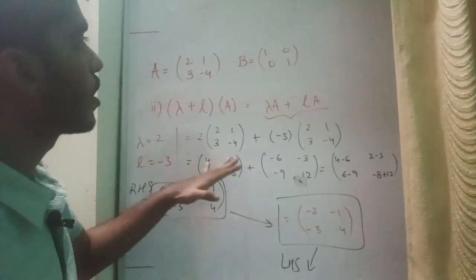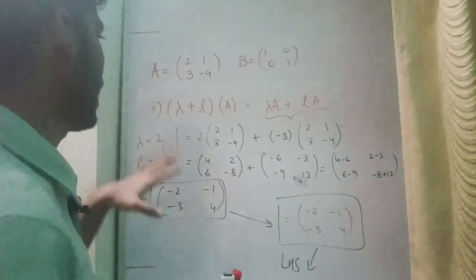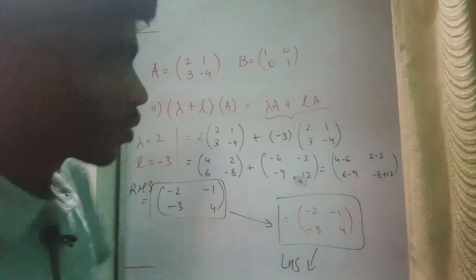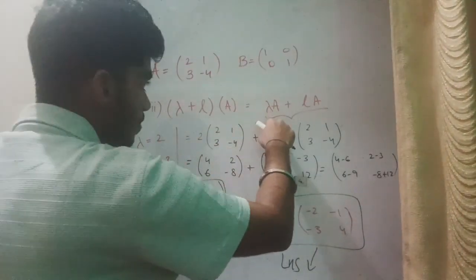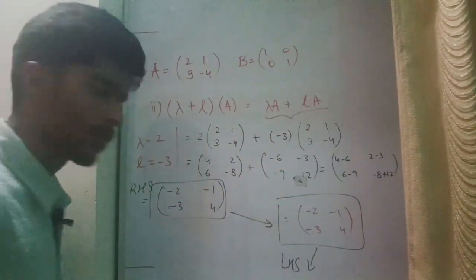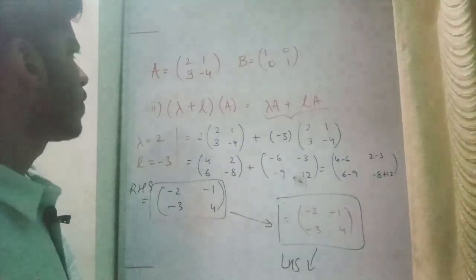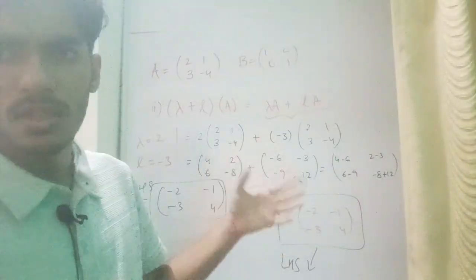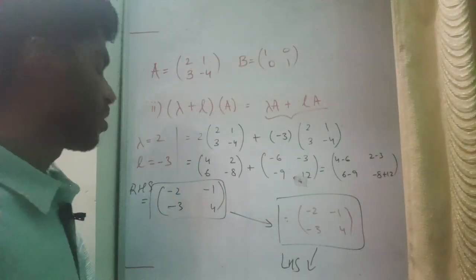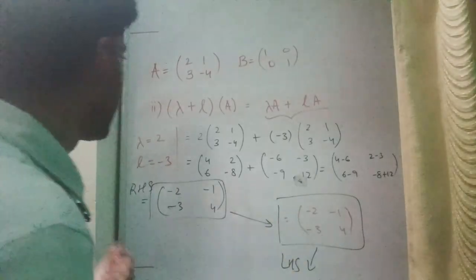So we have verified our property that whenever we have two scalars lambda and L being added and multiplied with some matrix A, we get lambda times A plus L times A, right? We can write it like this. So we have verified with one example, and if you want to write a generalized proof for this, you can do it in the same way that we have done for lambda times A plus B, the previous property, right?